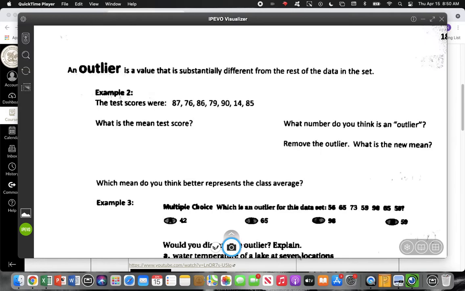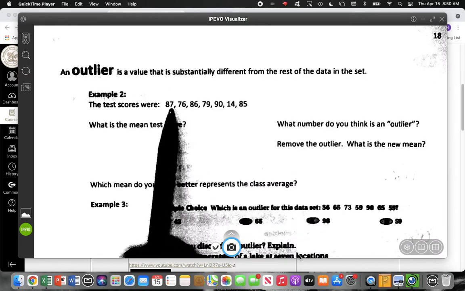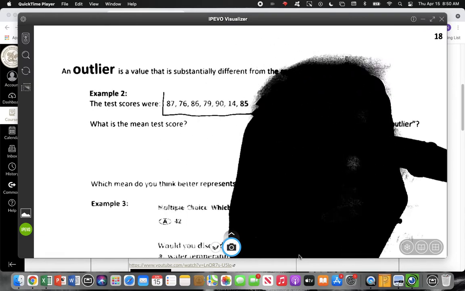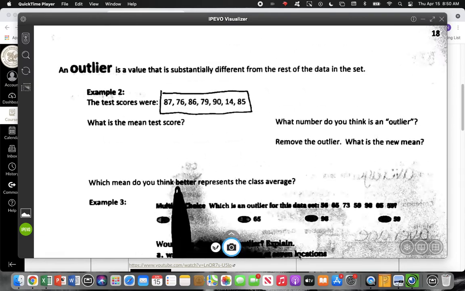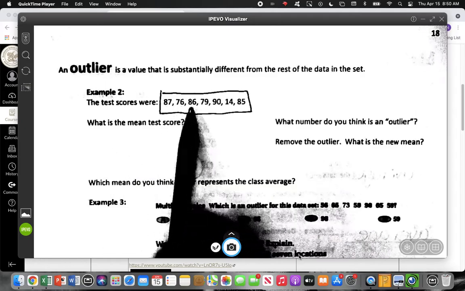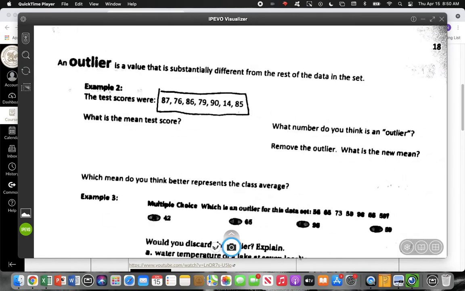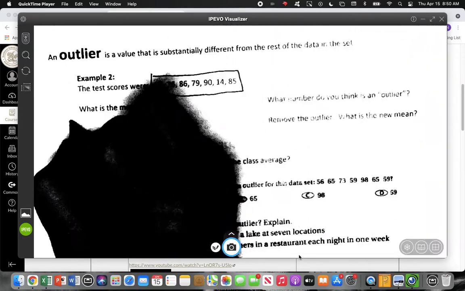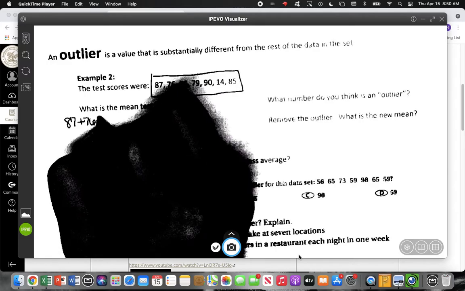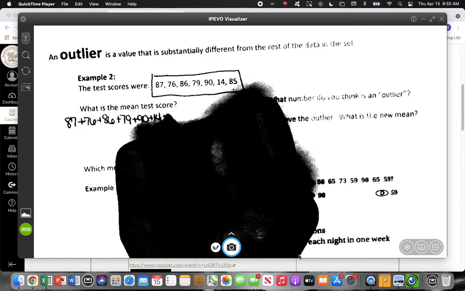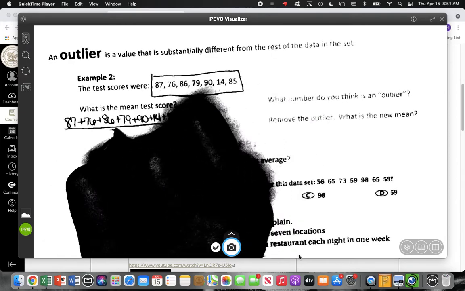And so if we look at these test scores, if I wanted to find the mean of this list right now, I would add them, and then what would I divide by? How many test scores are there? 7. So let's add these and divide by 7. We're going to take 87 plus 76 plus 86 plus 79 plus 90 plus 14 plus 85 and divide it by 7.